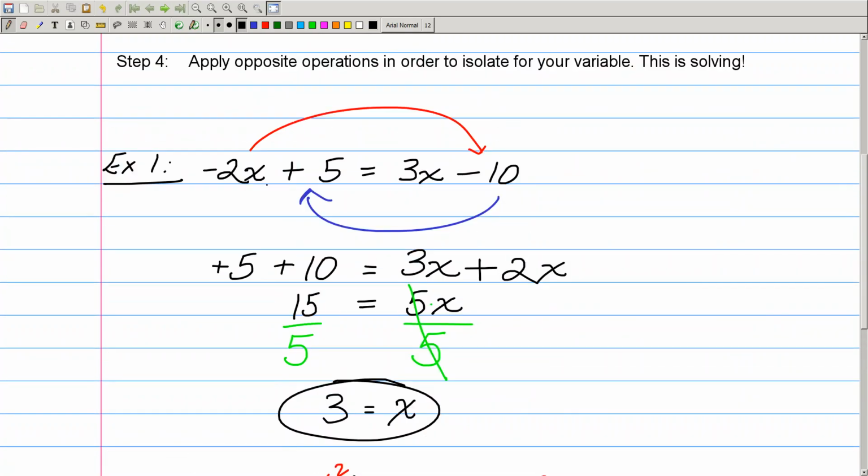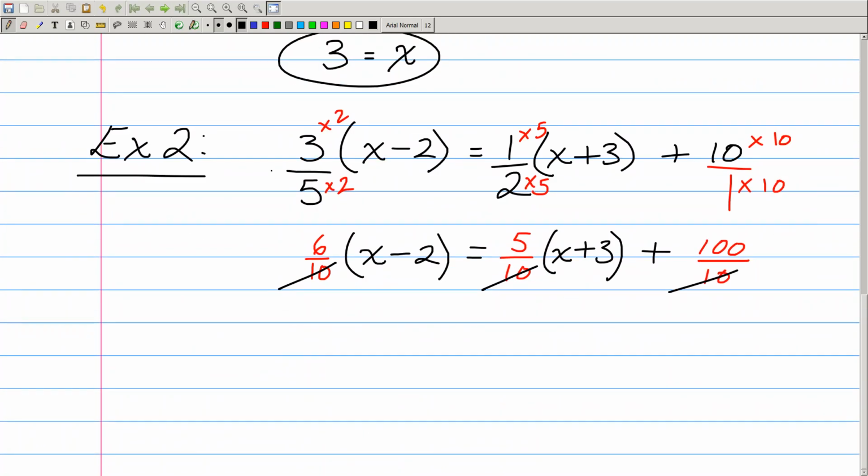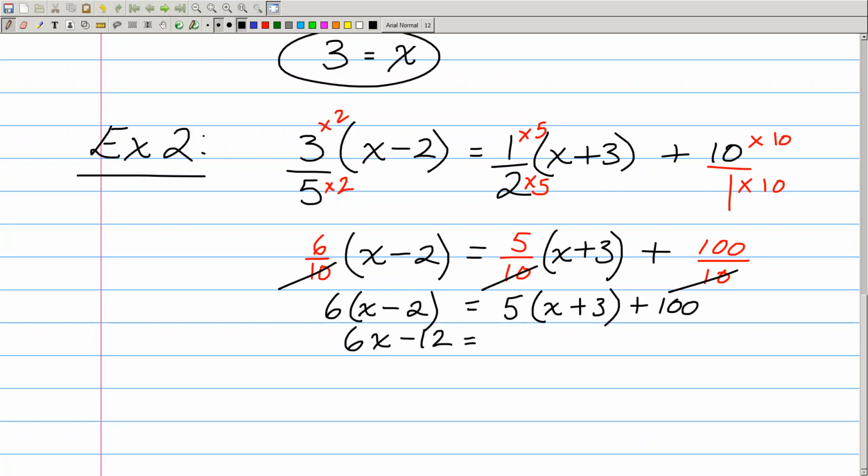So now what's the next step? I'll rewrite this, okay, and we'll apply the next step in the process. 6 bracket x minus 2 equals 5 bracket x plus 3 plus 100. Okay, now here what I'm going to do is apply the distributive property. That's step 2. Okay, distributive property. 6x minus 12 equals 5x plus 15 plus 100.